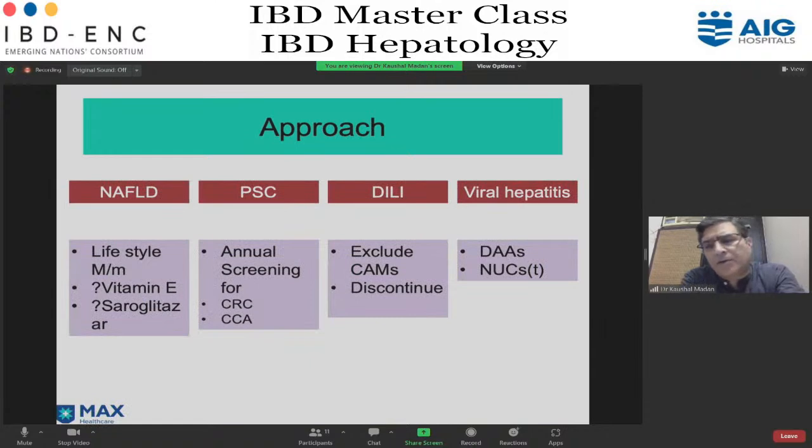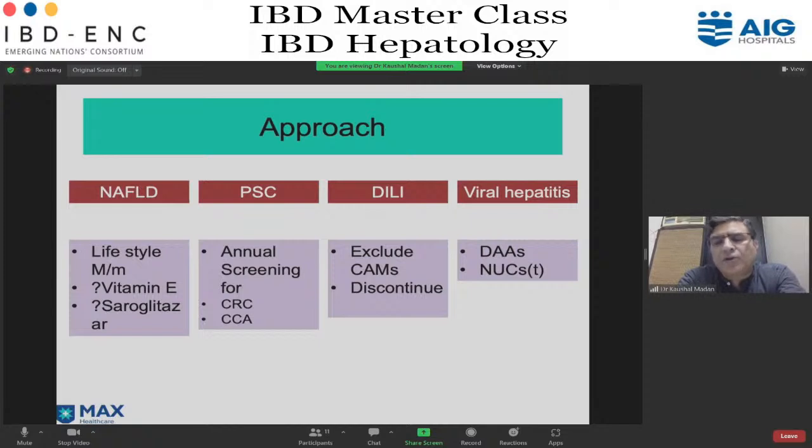And finally, you treat each of these based on their own findings. So NAFLD, lifestyle management. There are no studies on the use of vitamin E or saroglitazar, but those appear to be the safest drugs, which should be and can be used in patients with NAFLD and concomitant IBD. Once you detect a patient of PSC, you treat it on its own merits, but you also require annual screening for colorectal carcinoma and cholangiocarcinoma. These are the guidelines of most societies.